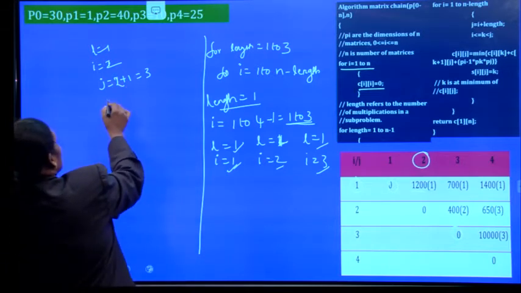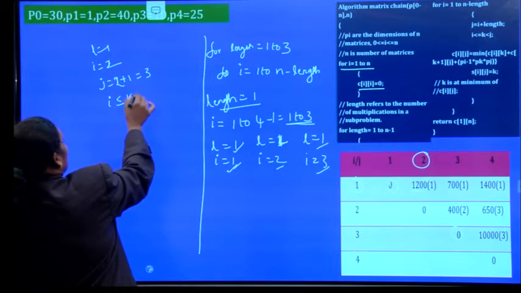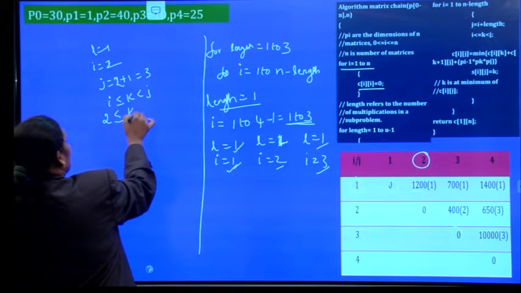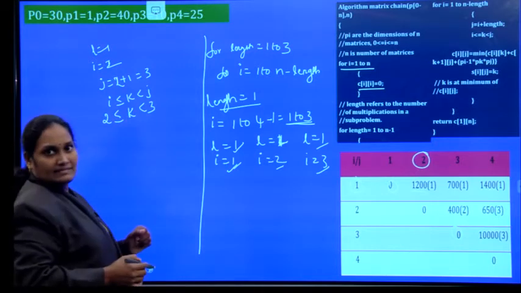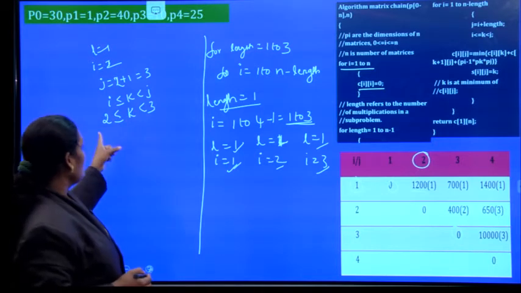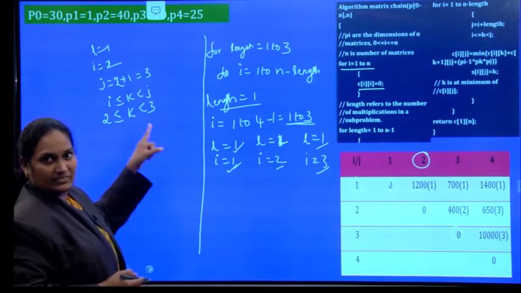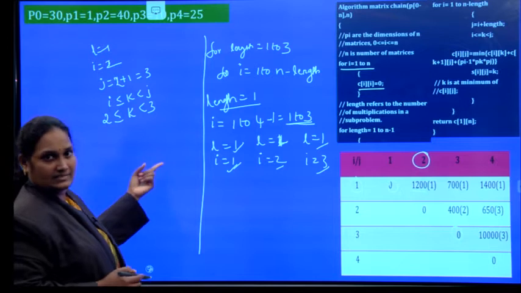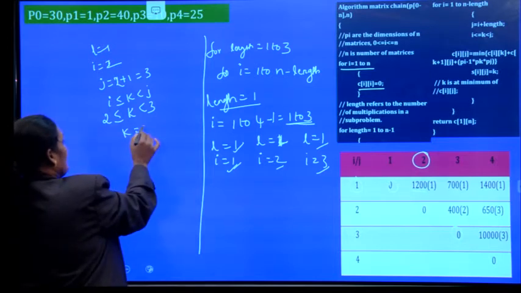Now what becomes the k value? i less than or equal to k less than j. i is 2, so 2 less than or equal to k less than 3. That is, k is equal to either 2 or it lies between 2 and 3. Since there is no integer between 2 and 3, we are taking the k value as 2.